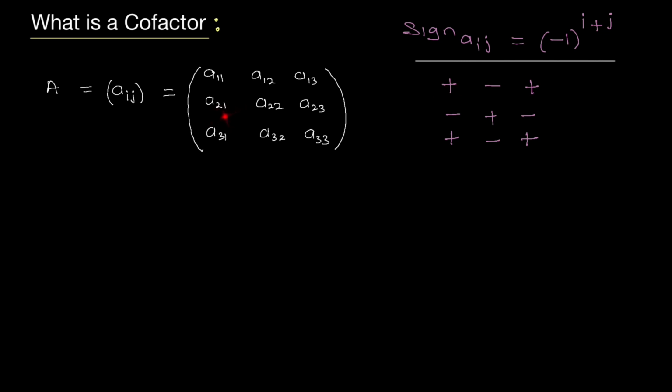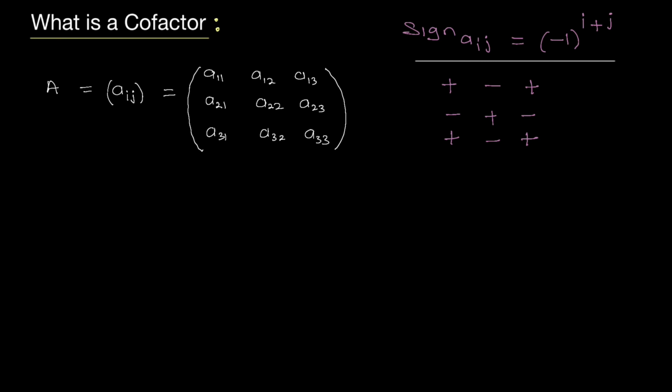And all the odd numbers are negative. That would be negative, that's why that's negative. 2 plus 3 is 5, that's odd, that's why that's negative. 3 plus 1 is even, that's why that's positive. 3 plus 2 is 5, that's why that's negative. 3 plus 3 is even, that's why that's positive.